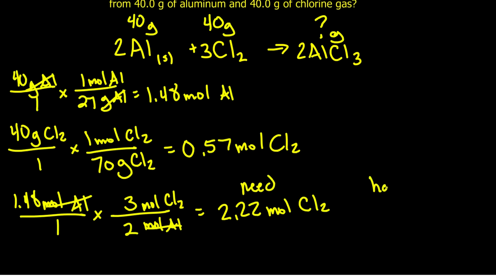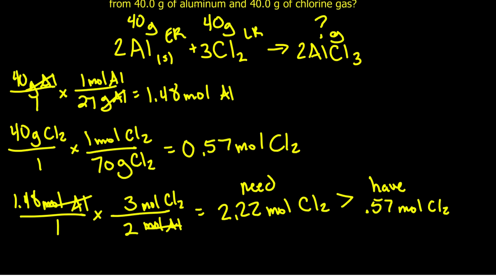Well, how much do I have? Well, I have 0.57 moles of chlorine gas. Do I have enough? I need 2.22. I have 0.57. I do not have enough. The left number is larger. That means it's limiting. So chlorine gas is our limiting reactant, that makes aluminum our excess reactant.